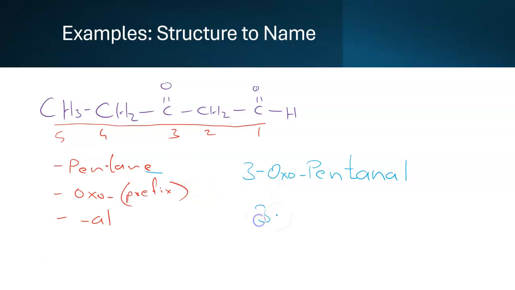So it can be written in this manner. See, 3, after that a dash. Any number has to be written, then a dash. After that, use a capital letter for oxo, and the remaining you can write in small letters. The name of this compound is 3-oxo-pentanal.